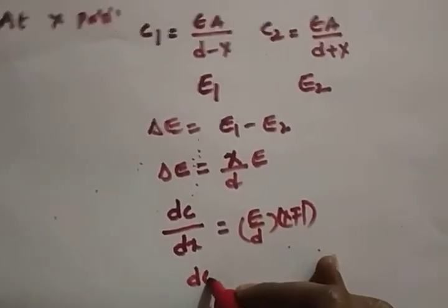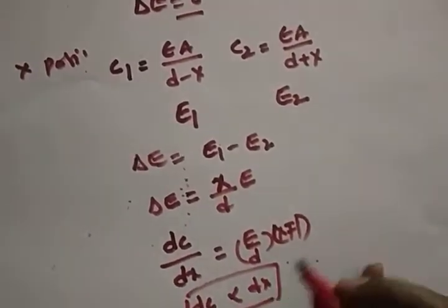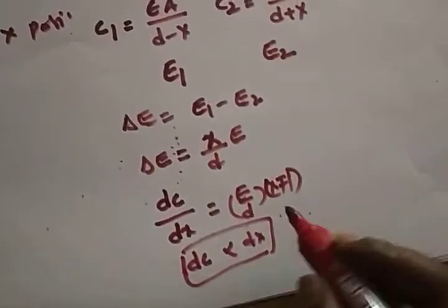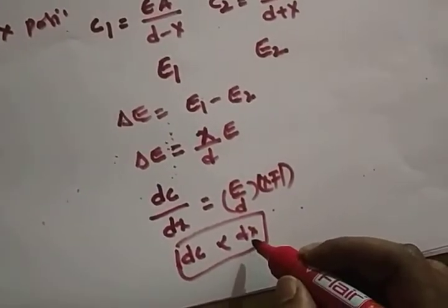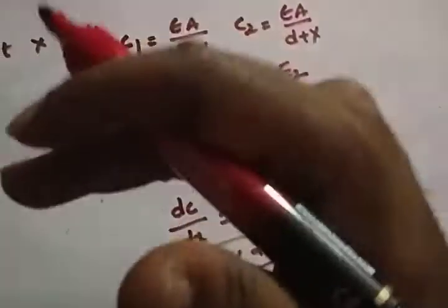The change in capacitance is directly proportional to displacement. So how is the change in capacitance my output? What is the distance between the plates? It is not a displacement, it's a distance between the plates. x is nothing but you are varying the distance.